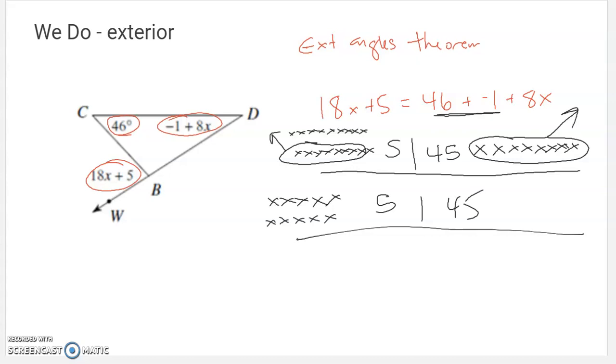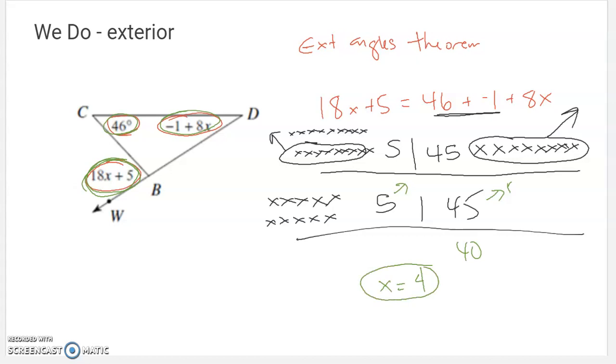Remember, I want to go back to the question. All this stems from this theorem that this exterior angle is equal to the other two interior angles added together. That's the theorem. Oftentimes you don't have to remember that. On this one you did. Now I'm ready to take away 5. That's going to leave me with 40 here when I'm done, and 10 of these. So x would equal 4.